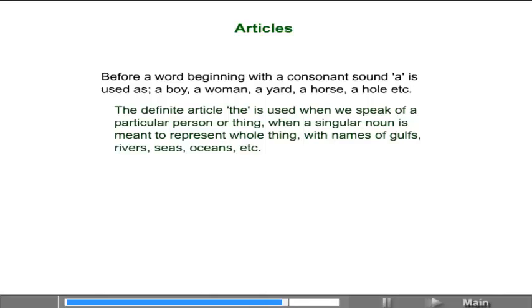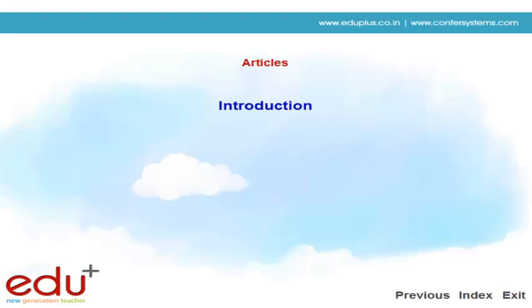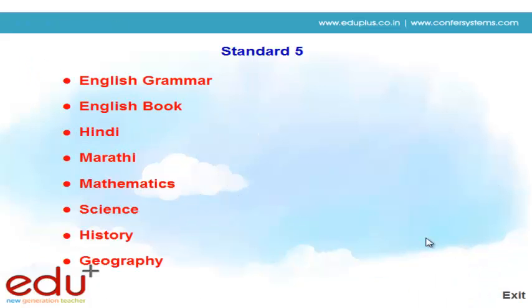The definite article the is used when we speak of a particular person or a thing, when a singular noun is meant to represent a whole class, and with names of the gulfs, rivers, seas, oceans, etc. Example, I dislike the fellow. The cow is a useful animal. The Himalayas lie to the north of India. The topic article is finished.